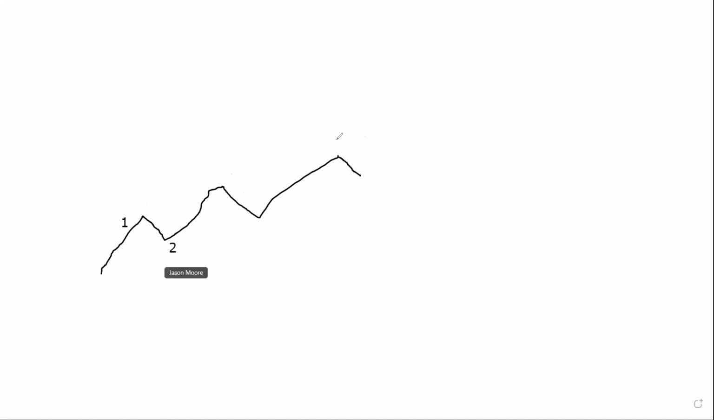Okay. When we look at counting the waves, what we're looking for is to be able to get into a trade here and here. These are going to be your highest probability trades of getting in early into the trend off the first and second retrace, or wave 2 and wave 4.